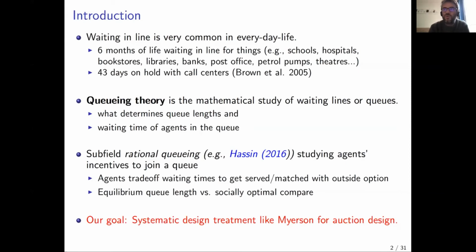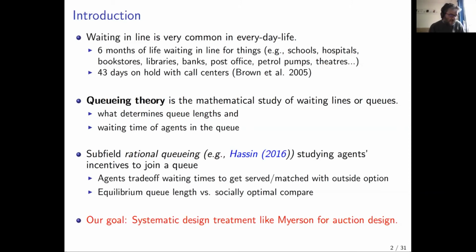The goal of this literature is to try to understand the determinants of a queue length in the long run, typically, and what also determines the waiting time of agents who are participating in these queues. There's a subfield of queuing theory called rational queuing, which studies the agents' incentives to join a queue. Typically the agents are going to trade off the waiting time that they have to incur in order to get served with whatever they can get if they don't join the queue, meaning with their outside options. And so one goal of this literature is to try to understand what is the equilibrium queue length and how it compares with what would be socially optimal.